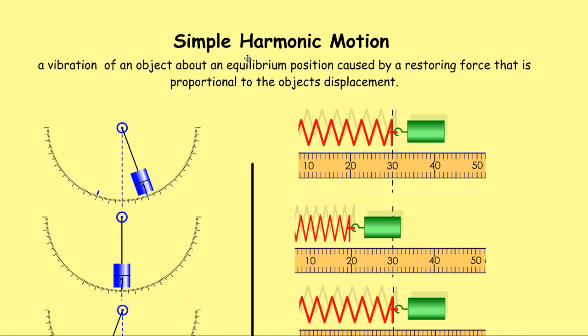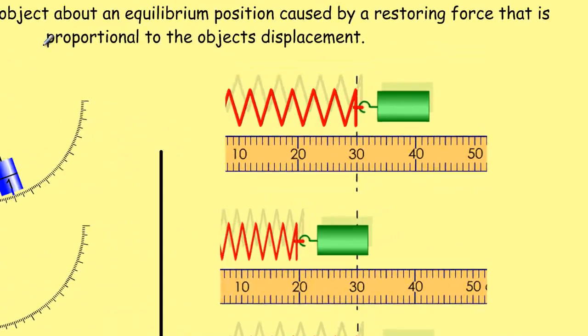There are some key terms that we need to look at, though, such as: it is caused by a restoring force that is proportional to the object's displacement. All right, so we need to have this proportionality of the force and the object's displacement. And we see that in the springs, and we've even done a lab where we came up with an equation, or somewhat of an equation, to figure out that the displacement of the spring and the force caused by the spring were proportional.